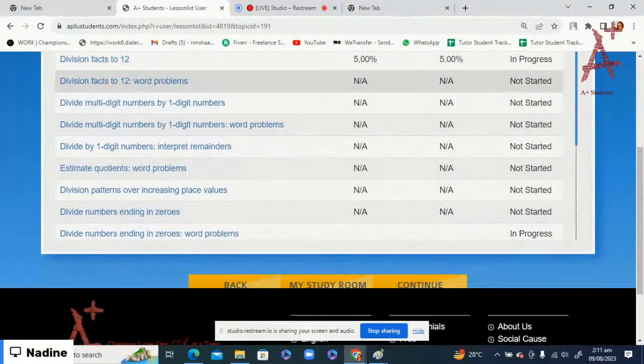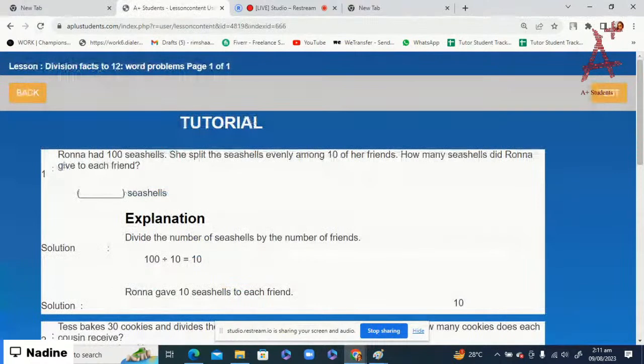Here is the second lesson: division facts to 12 word problems. Okay, here are some of the word problems. Let's do that one. Just read the first question first. Rona had 100 seashells. She split the seashells evenly among 10 of her friends. Then how many seashells did Rona give to each friend?